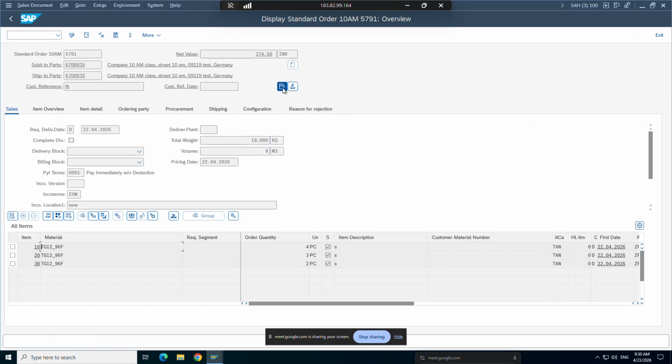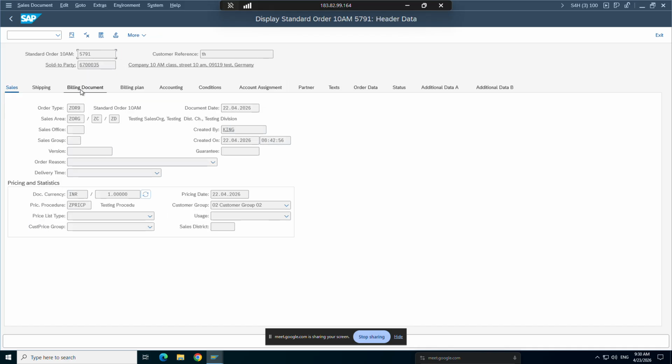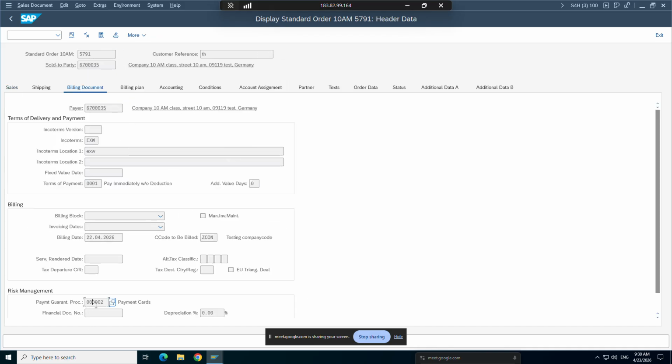You go to header, you go to billing. You see, this is something you maintain when you have a financial document number. We call it the financial document number in SAP. But in the real world, that's a letter of credit.